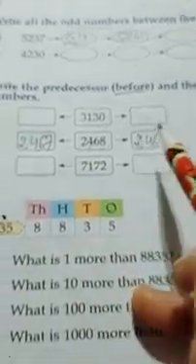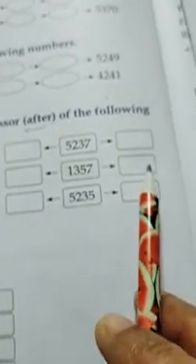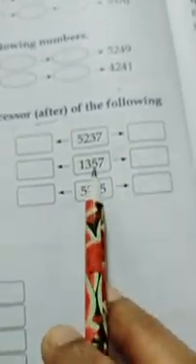Now in this way you will do all these blanks. The before number you will get by subtracting 1, and the after number you will get by adding 1 in the given number. Now let's move to sum number 4.